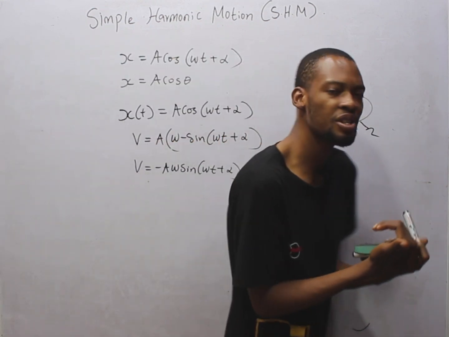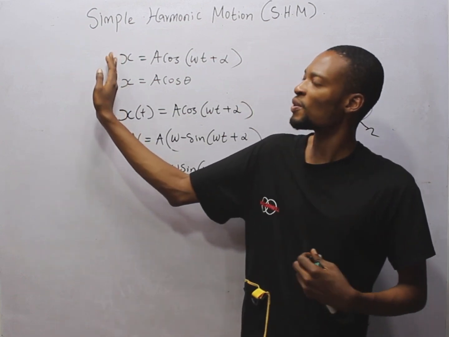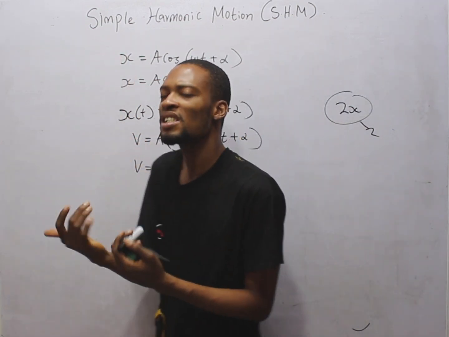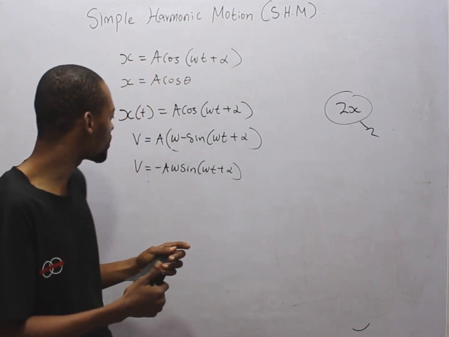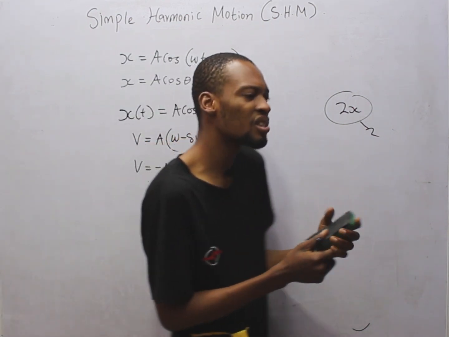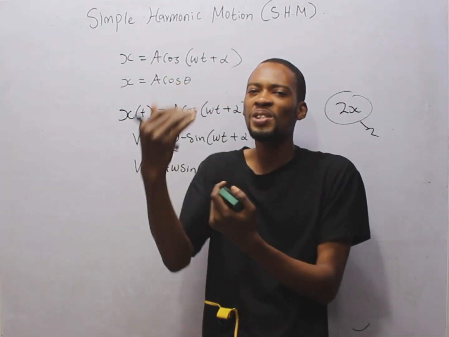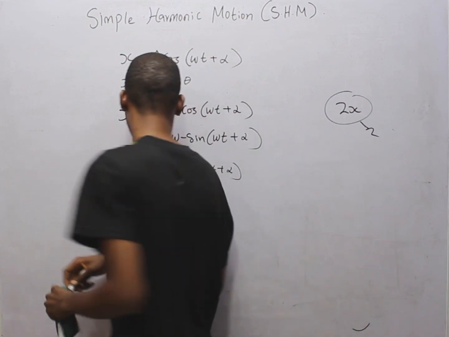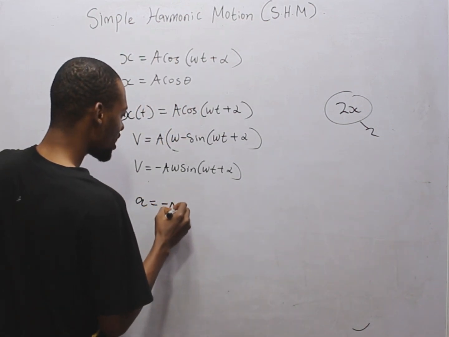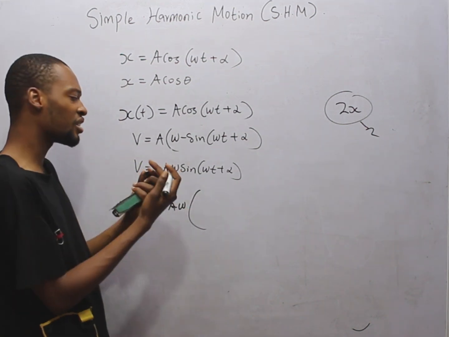And to get acceleration, we differentiate velocity. When you differentiate displacement, you get velocity. Remember, velocity is displacement over time. When you differentiate velocity, you get acceleration. This is because acceleration is the rate of change of velocity, or it is velocity over time. This gives you a equals minus A, and W is outside because they are not the topic of interest.